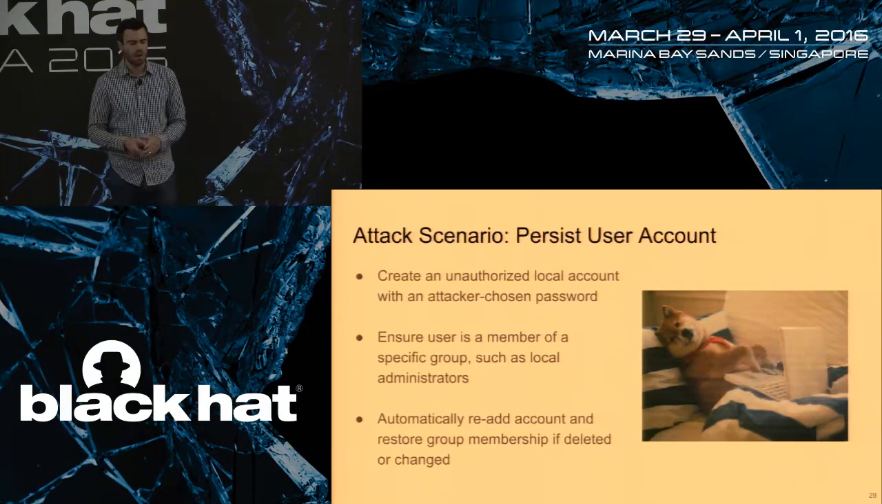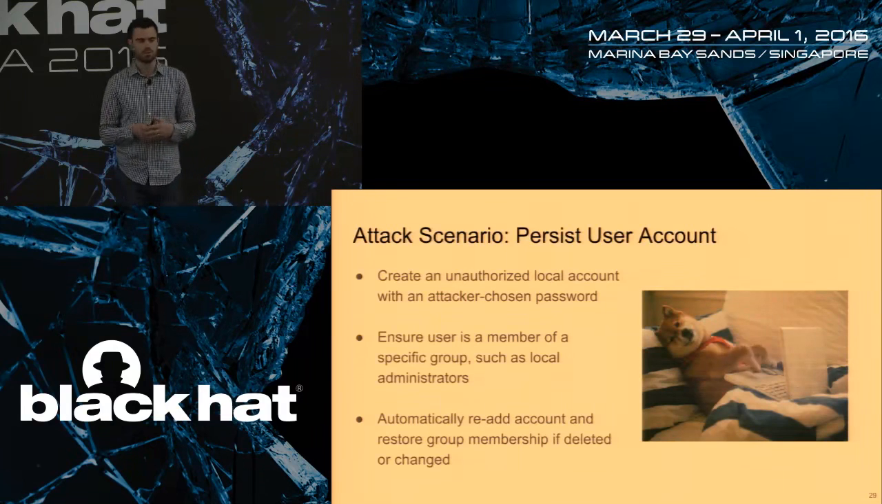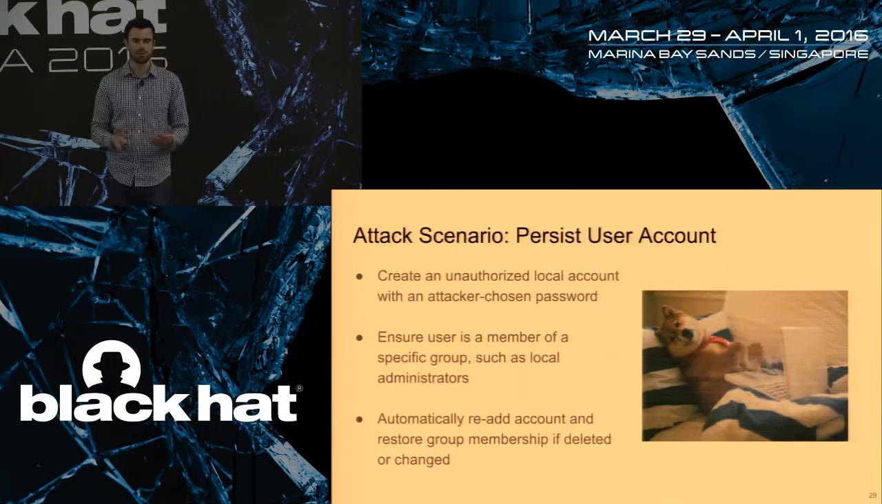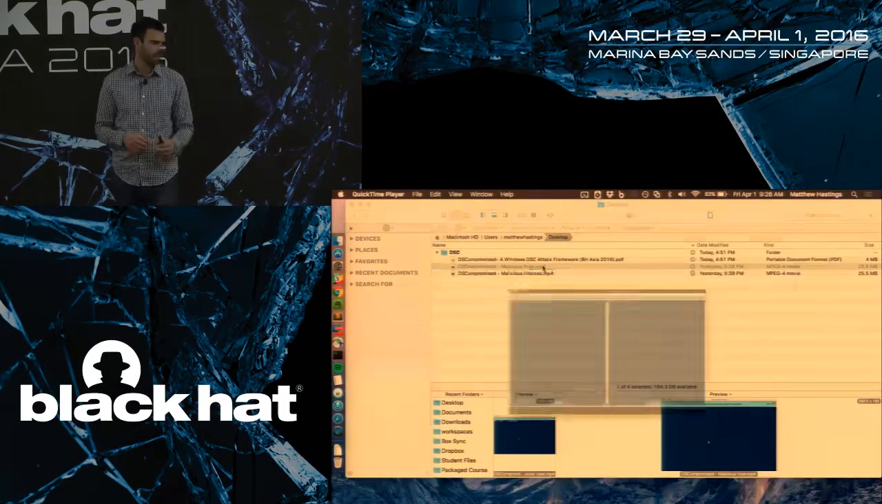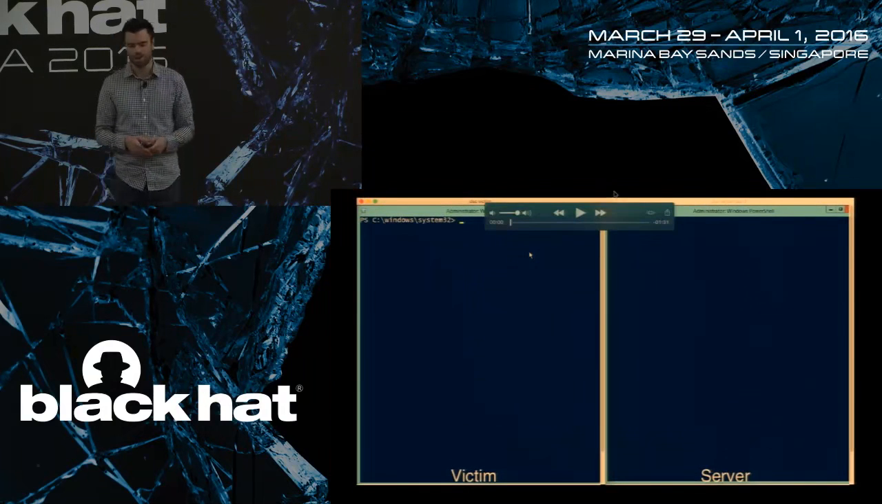So in the second scenario, we just thought, well, maybe we don't want to actually have backdoor malware running. Maybe we just want to create an unauthorized user, add that user to a group of our choice, whether that be the local administrators group or whatever we want, and then automatically force compliance back into those specific user and groups. So here's a second quick video of what that looks like. And this is going to have the same setup with our victim on the left and the server on the right.